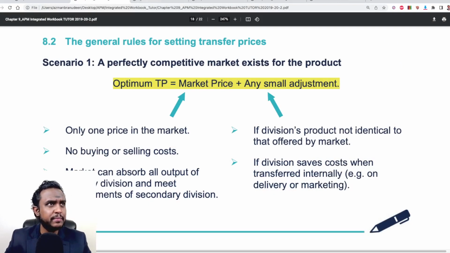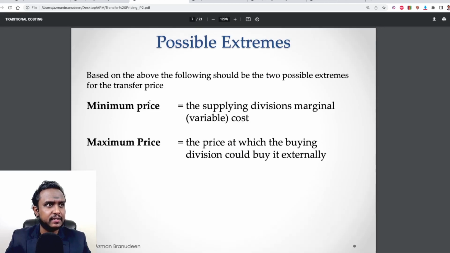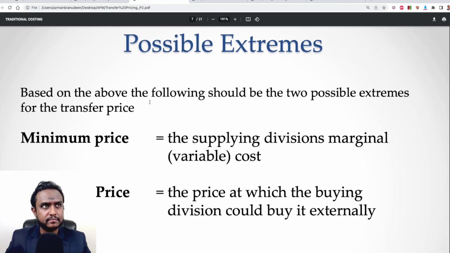Welcome back. We will be looking at the general rules of setting a transfer price. It's very simple, actually, because it's very logical. In order to look at that, we're going to first try to understand what the minimum is. Let's say you're the selling division, I'm the buying division. We're going to discuss it that way.